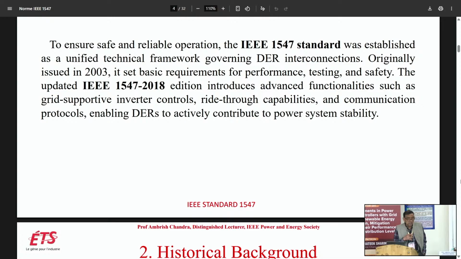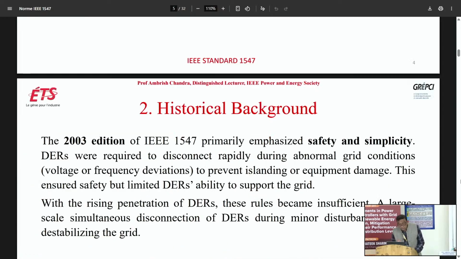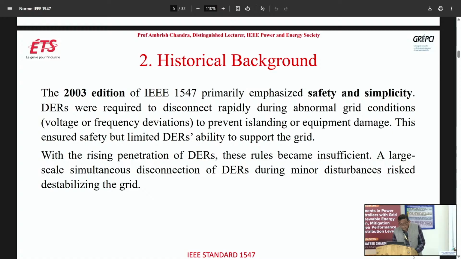The 2003 edition was about safety and simplicity. DRs were required to disconnect rapidly during abnormal grid conditions, voltage and frequency, to prevent islanding or equipment damage. This ensured safety but limited the DR's ability to support the grid.